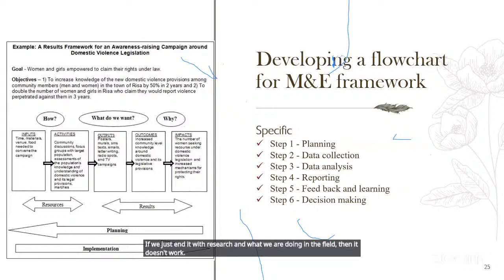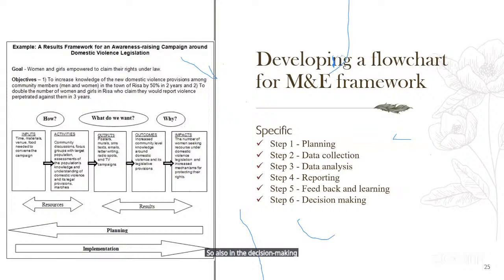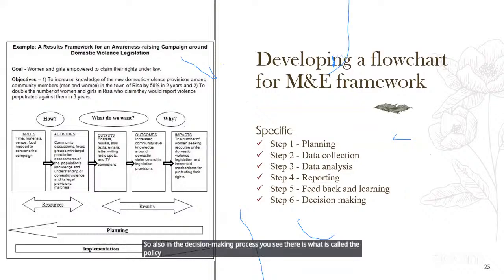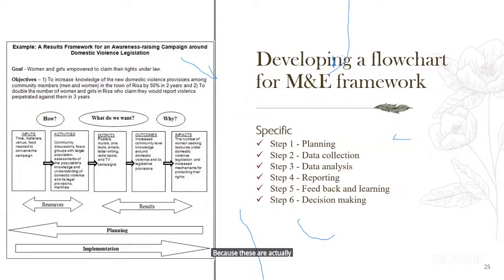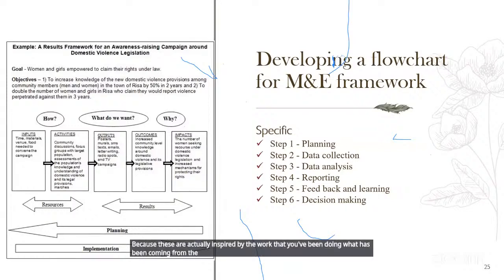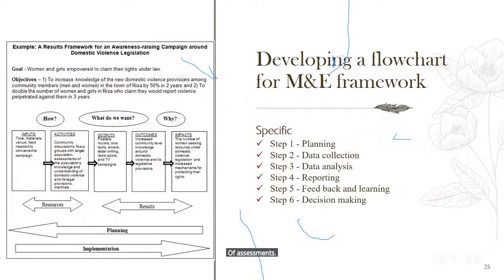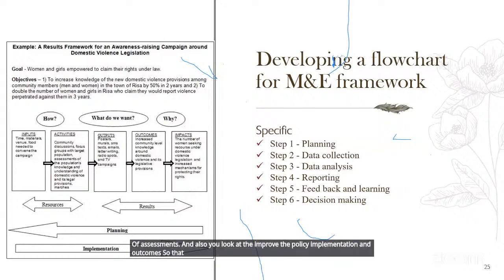So also in the decision-making process, you see there is what is called the policy adjustments and revisions, because these are actually inspired by the work that you've been doing, what has been coming from the various sources of assessments. And also you look at the improved policy implementation and outcomes. So that is the stage where the decision-making process is important.